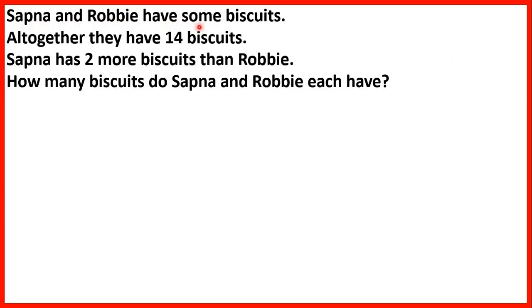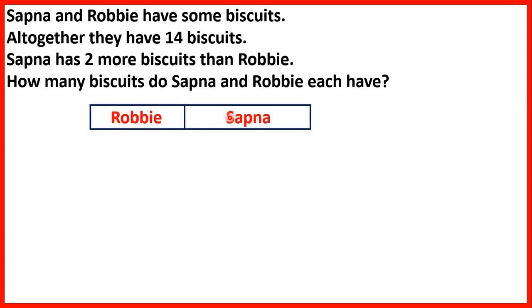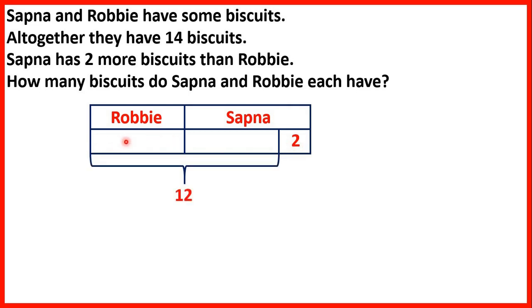Sapna and Robbie have some biscuits. Altogether, they have 14 biscuits. Sapna has 2 more biscuits than Robbie. How many biscuits do Sapna and Robbie each have? So we can draw bars for Robbie and Sapna, and because Sapna has 2 more, we can copy Robbie's bar, and then the difference here will be 2. So now these 2 bars together must be 12, because 12 plus 2 is 14, and they have 14 biscuits altogether.